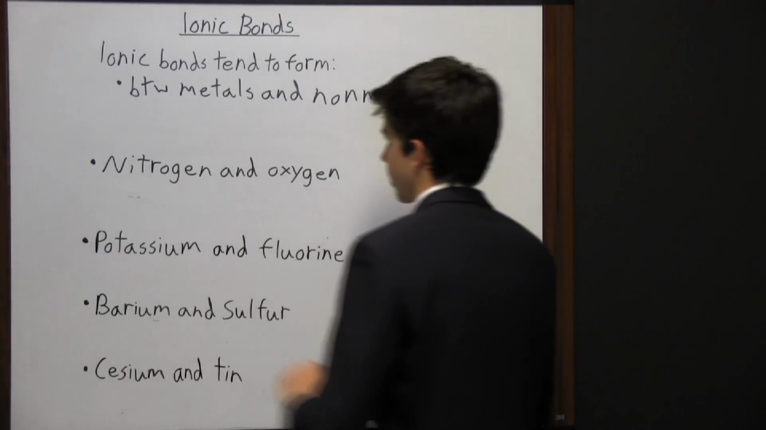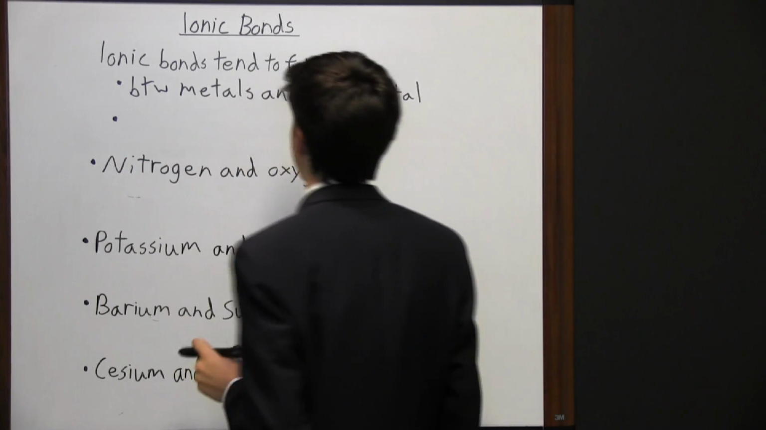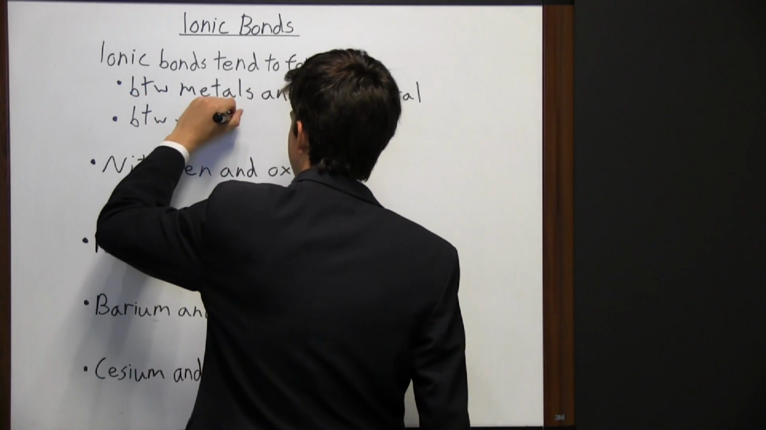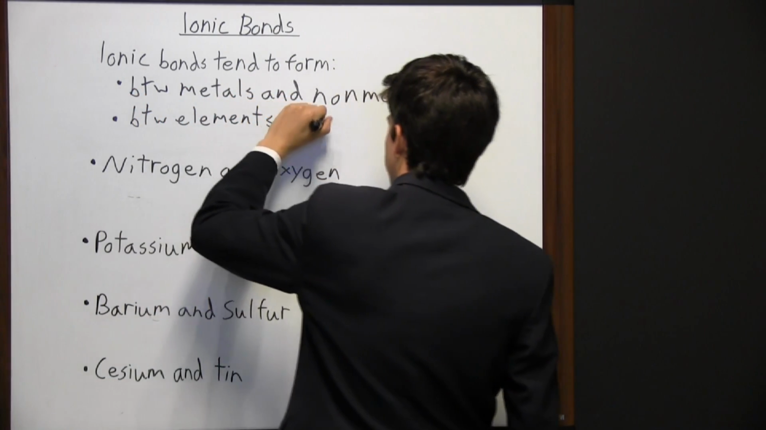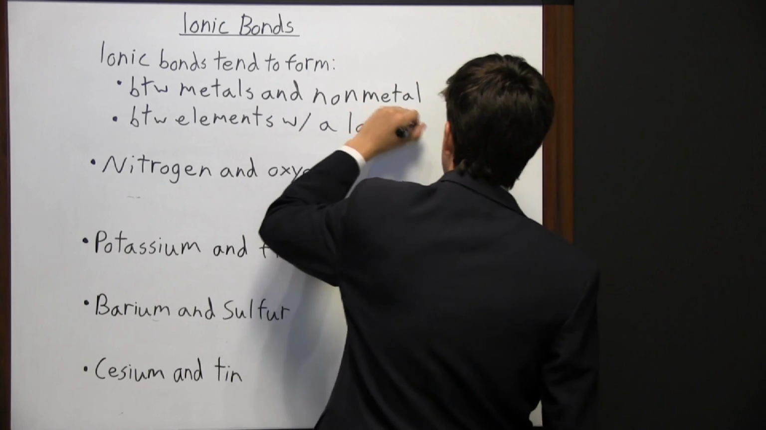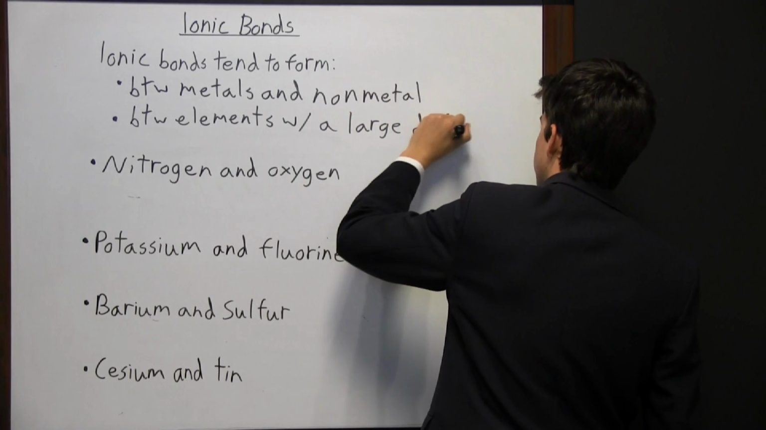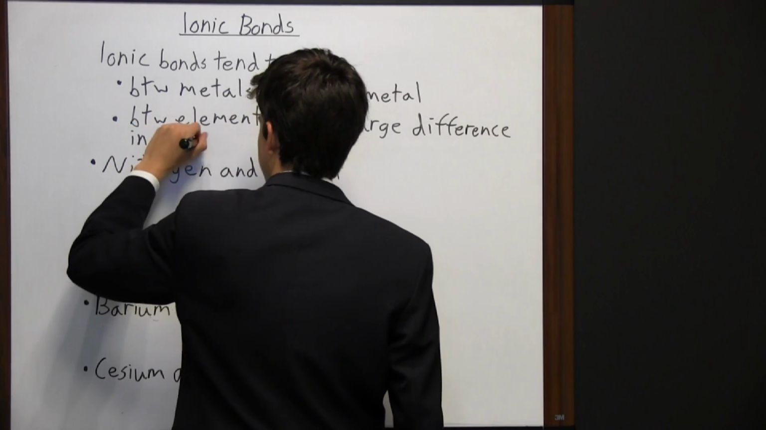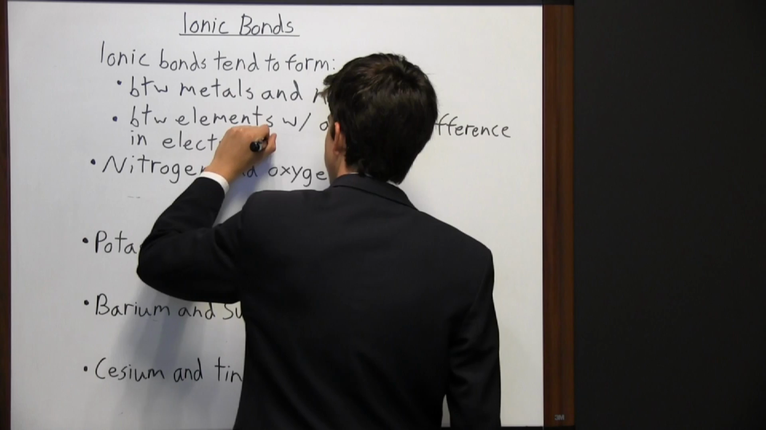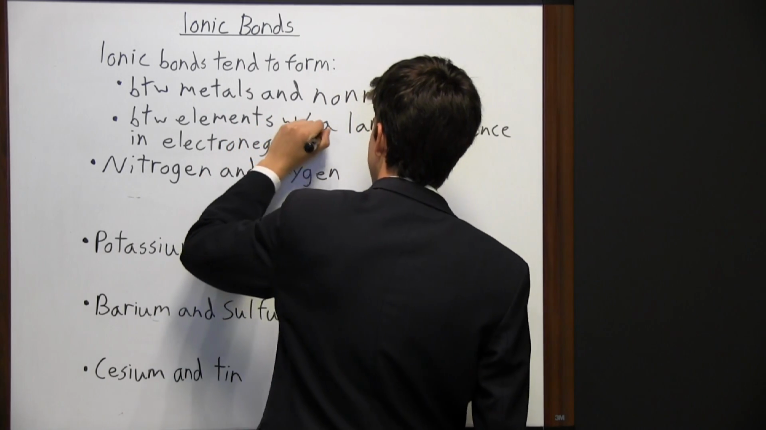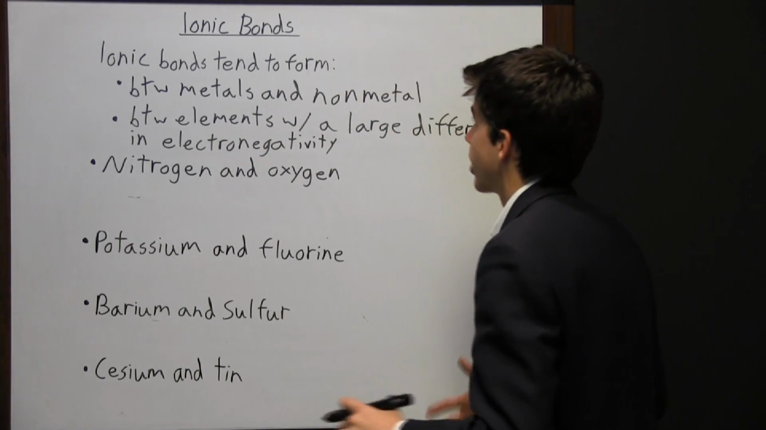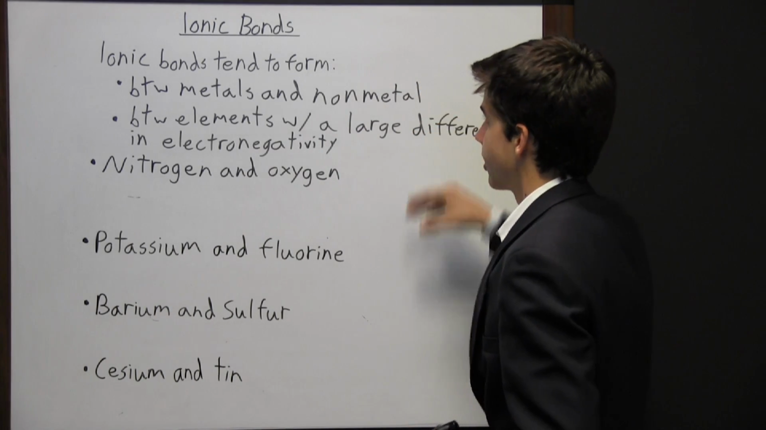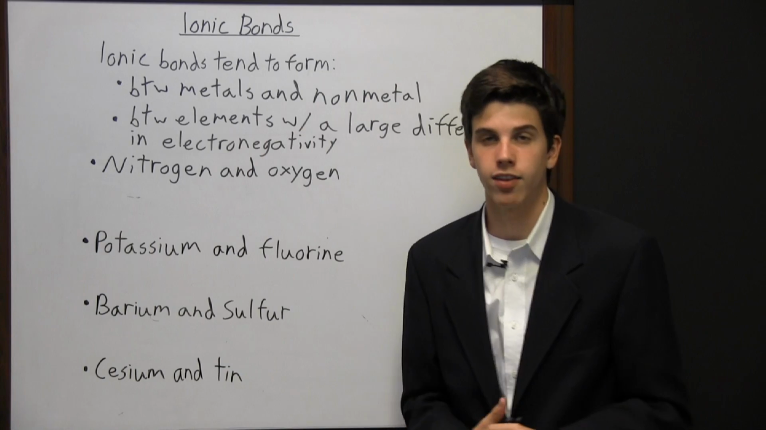Now the second criterion is that ionic bonds tend to form between elements with a large difference in electronegativity. So the larger the difference in electronegativity, the better the chance ionic bonds are going to form. And so if elements meet both of these criteria, they're very likely to form ionic bonds.